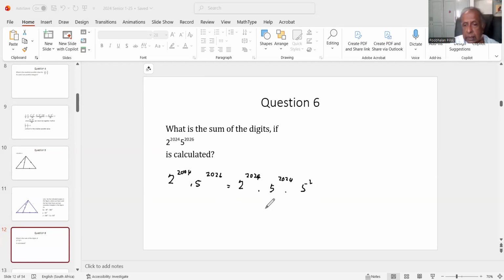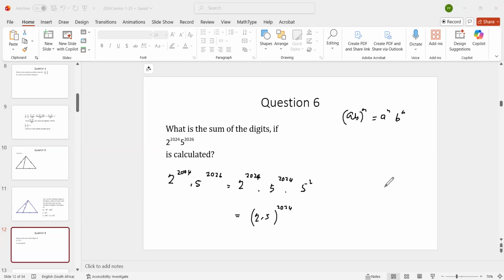Now, this is nice because you got the same exponent. So you get 2 times 5 raised to that. I'm using the fact that AB to the power of n equals A to the n times B to the n. This is one of the laws of indices. Might not be stated like that.